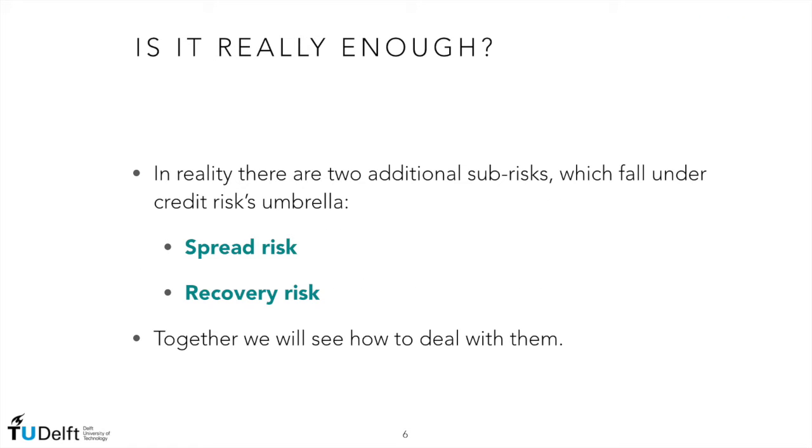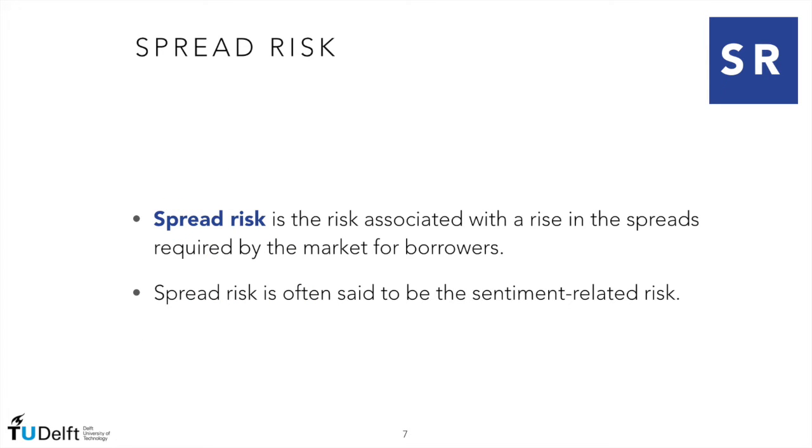But is this really enough? No, the answer is no. Credit risk is also made up of other sub-risks. In particular, spread risk and recovery risk are very important. Spread risk is the risk associated with a rise in the spreads required by the market for borrowers. If risk aversion increases on the market, the spread associated to a given probability of default may increase. This will decrease the asset value of the relative securities, without an explicit reduction of the issuer's credit rating.